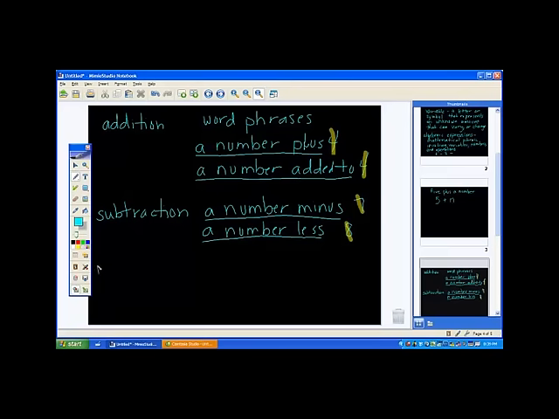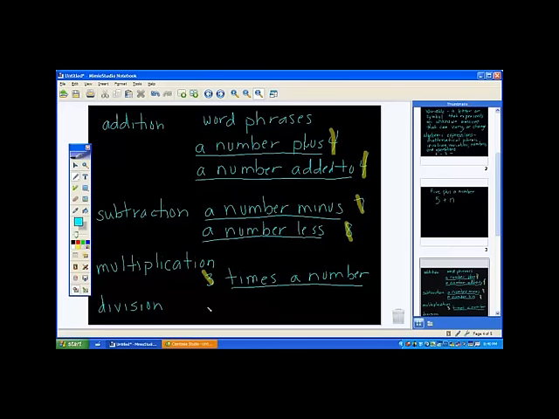For multiplication, a key word phrase you might see is 3 times a number. So here's your key phrase. And this number right here, of course, is just a number I decided to use. So the things that I've underlined would be your algebra part. They would be your unknowns. We don't know 3 times what number, we just know 3 times a number. And then for division, a key word phrase would be a number divided by.